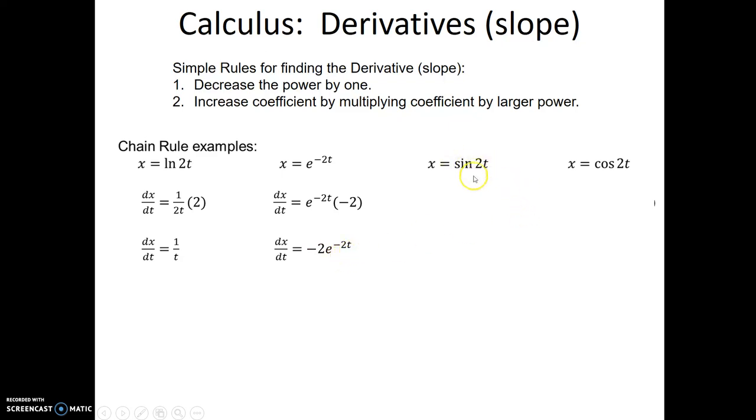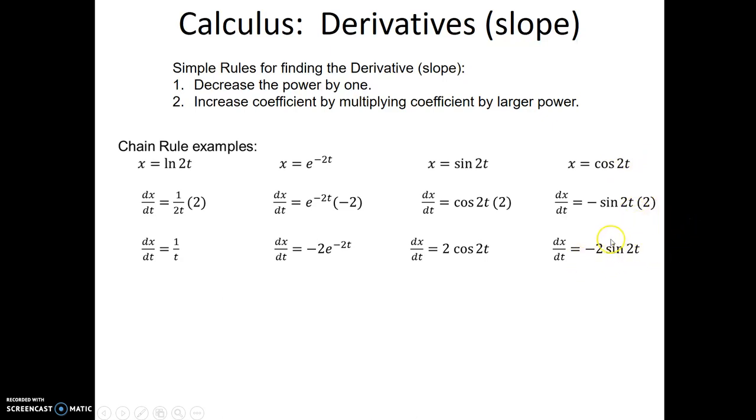The derivative of sine of 2t is going to be cosine of 2t, but then the derivative of 2t is 2. Multiply it, I get 2 cosine 2t. And then for the last one, derivative of cosine of 2t is negative sine of 2t, but then the derivative of 2t is 2. Multiply it, I get negative 2 sine 2t.